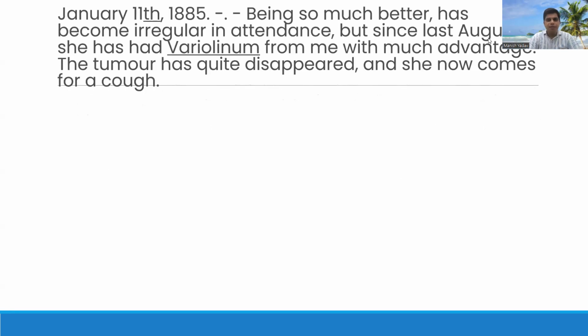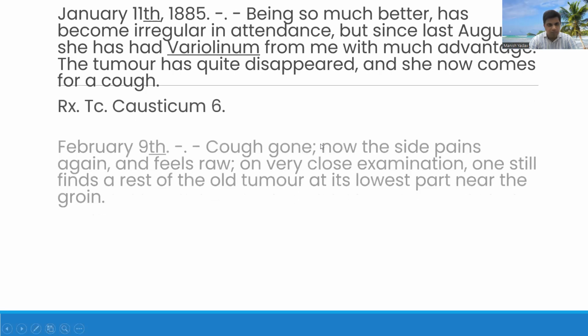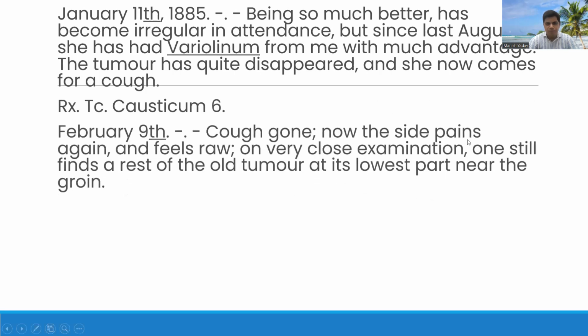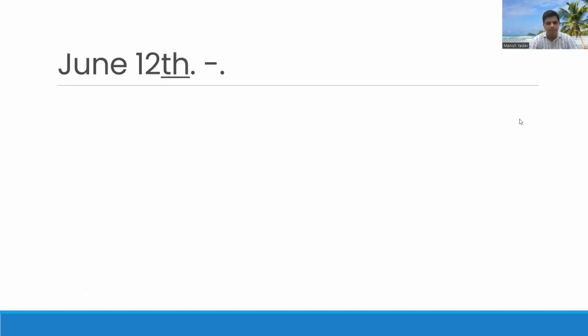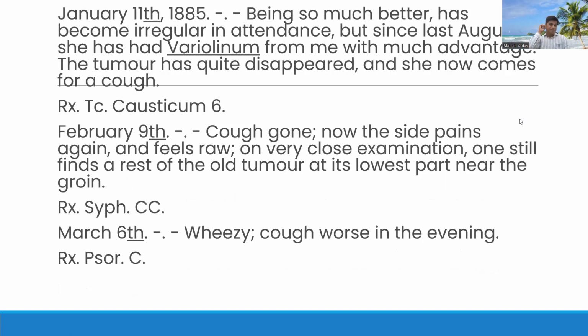Being so much better, has become irregular in attendance, but since last August, she has had Variolinum from me with much advantage. Tumor has quite disappeared and she now comes for a cough. On the totality Causticum, cough is gone. Now sites of the pain again feel raw. Close examination: one still finds a rest of old tumor at the lowest part near the groin. Again, he gives Syphilinum. Wheezing cough worse, Psorinum.